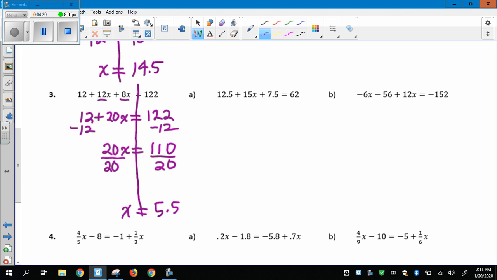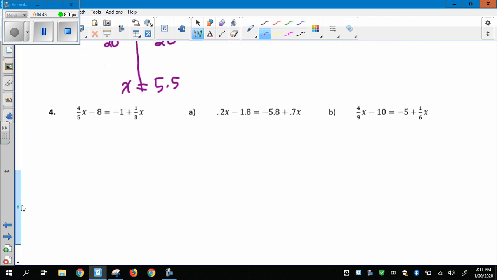It's time to check your answer now. Make sure you use the original expression to check your answer. So I want to do 12 plus 12 times 5.5 plus 8 times 5.5. And just make sure that that is indeed equal to 122.